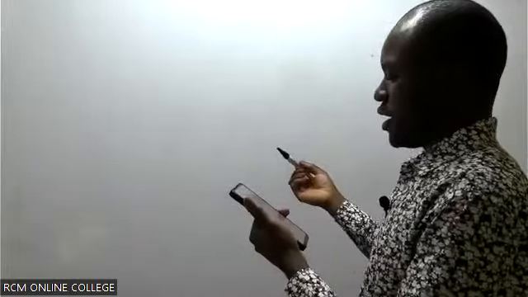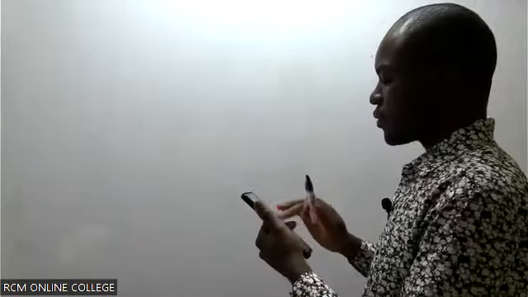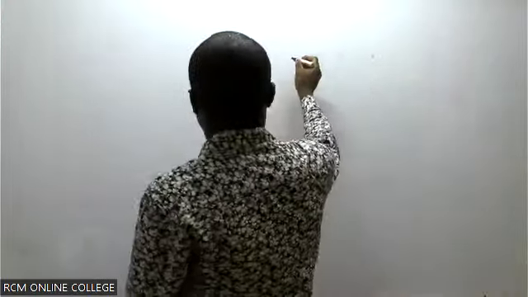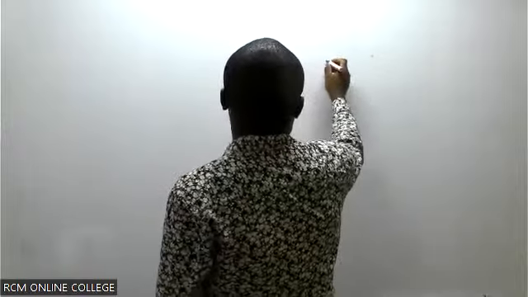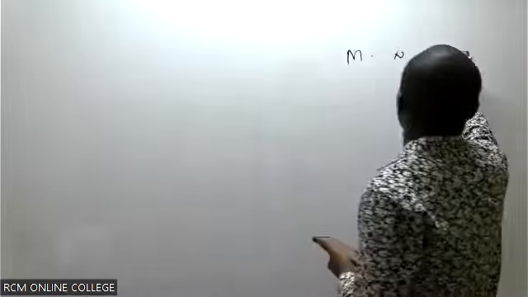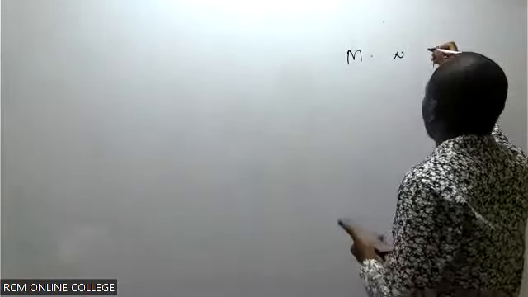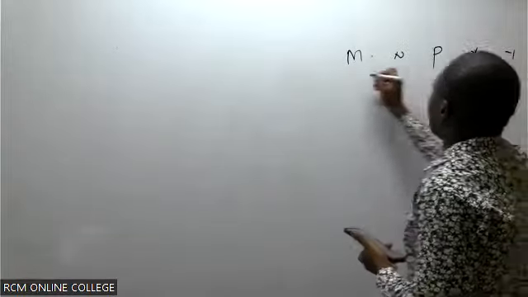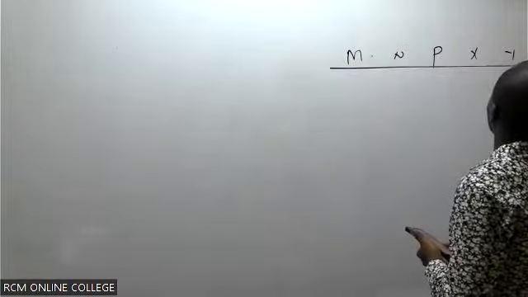Now stepwise, that is your work, because both the two methods will give you the same answer. So I want us to just use the simultaneous method. So here we have been given M, N, P, and then we have X, Y. We've been given these two.